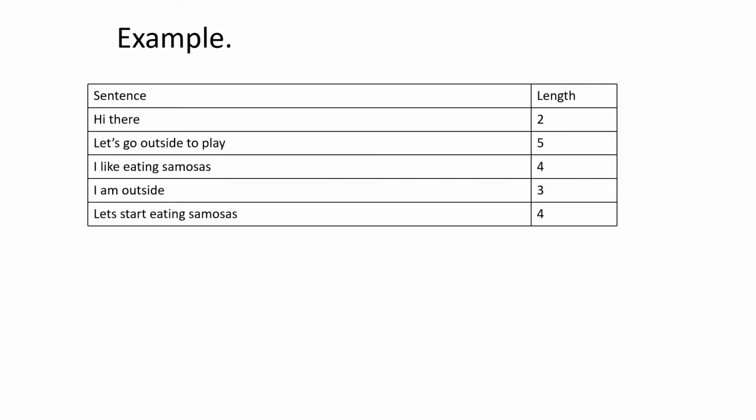So let me take an example. We have 5 sentences, and here I have written the number of words in each sentence. The first sentence is "hi there", and you can see there are 2 words, hi and there. This one, "let's go outside to play", has 5 words, so the length is 5. Similarly, "I like eating samosas", "I am outside", and "let's start eating samosas" have lengths 4, 3 and 4. We will be using these sentences for our program.